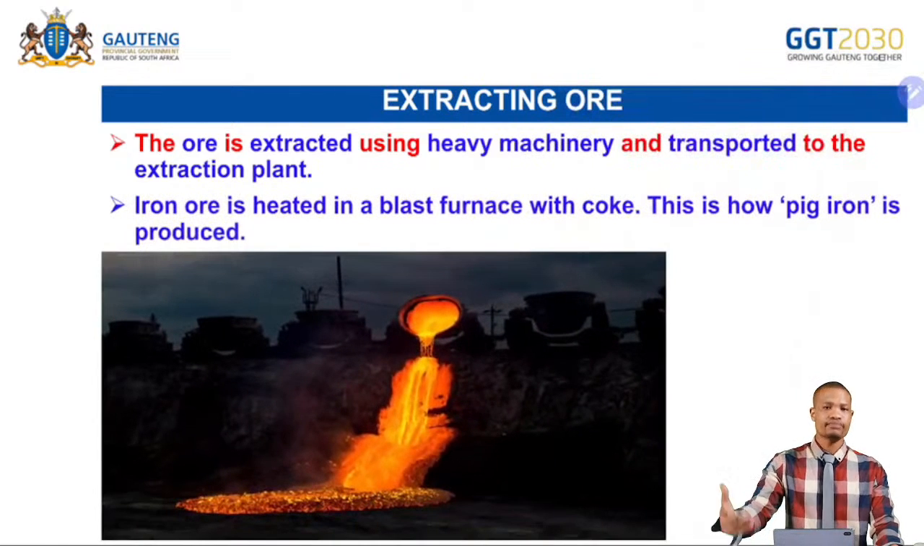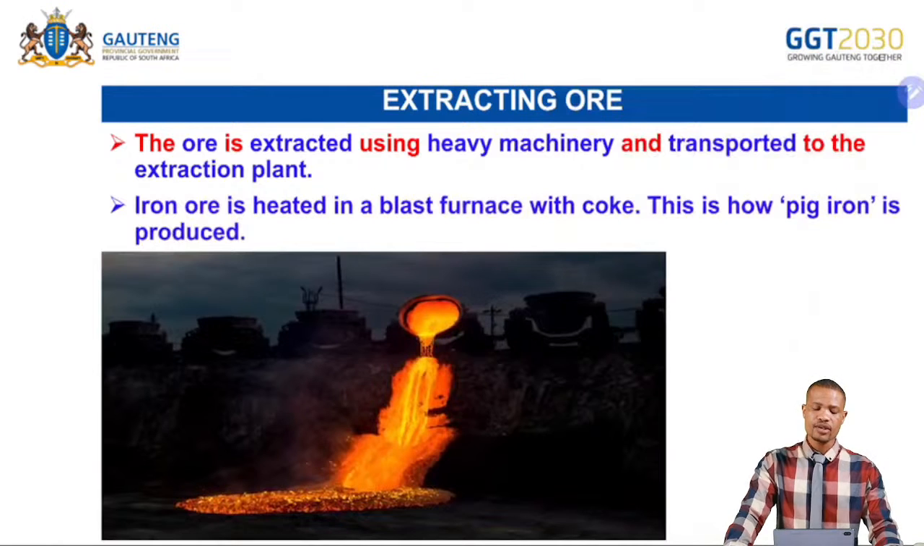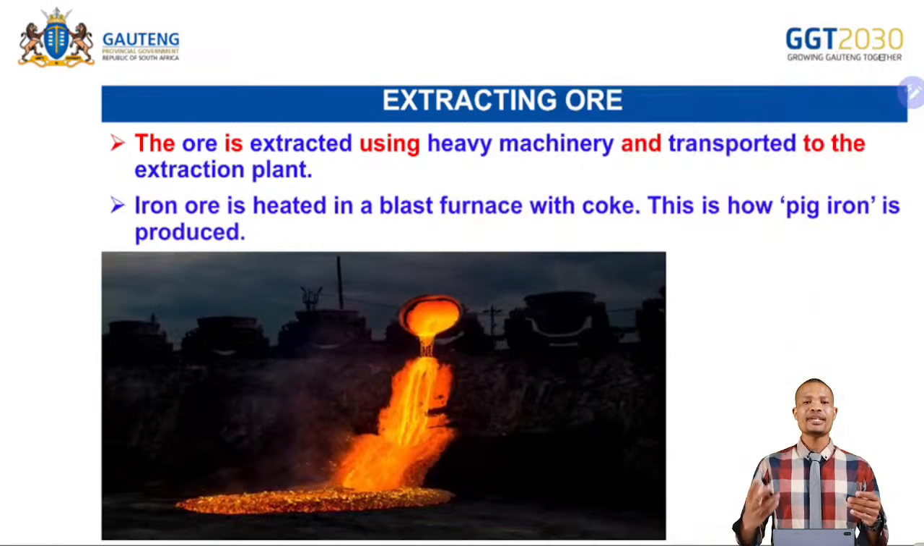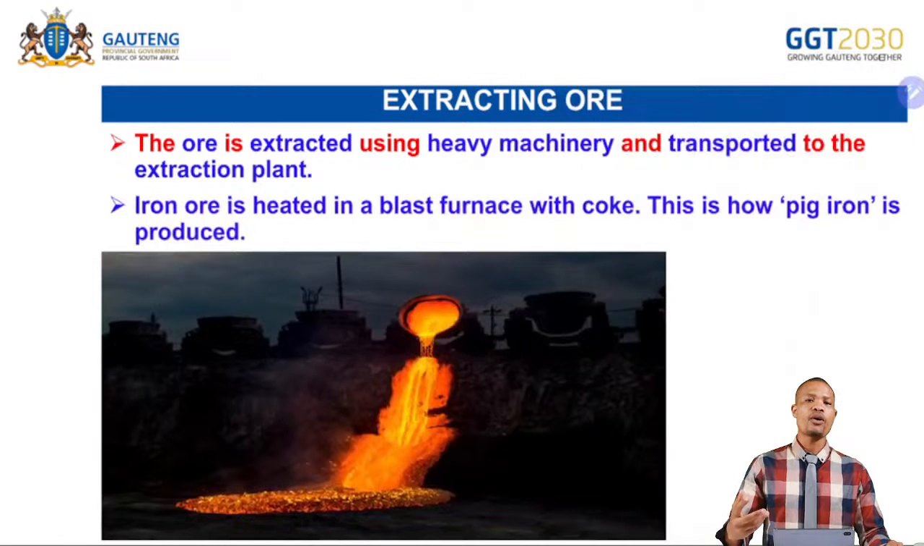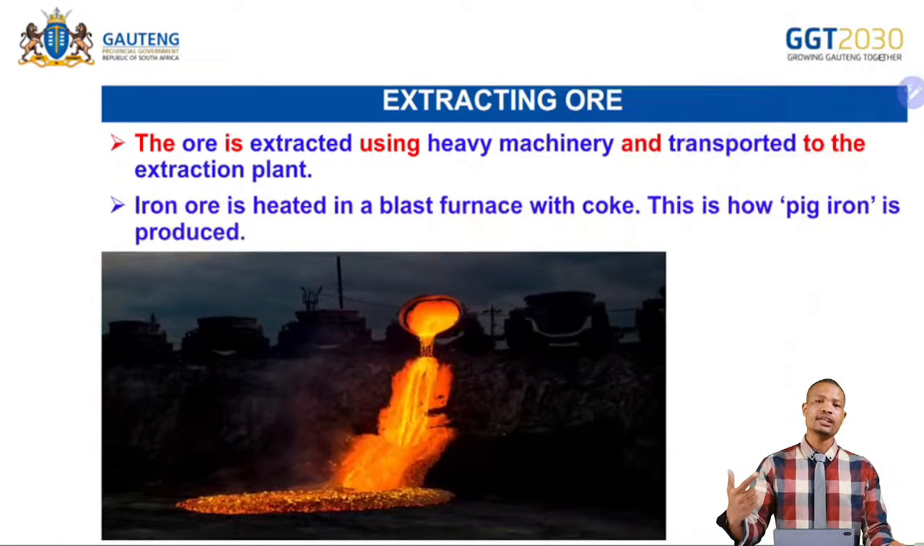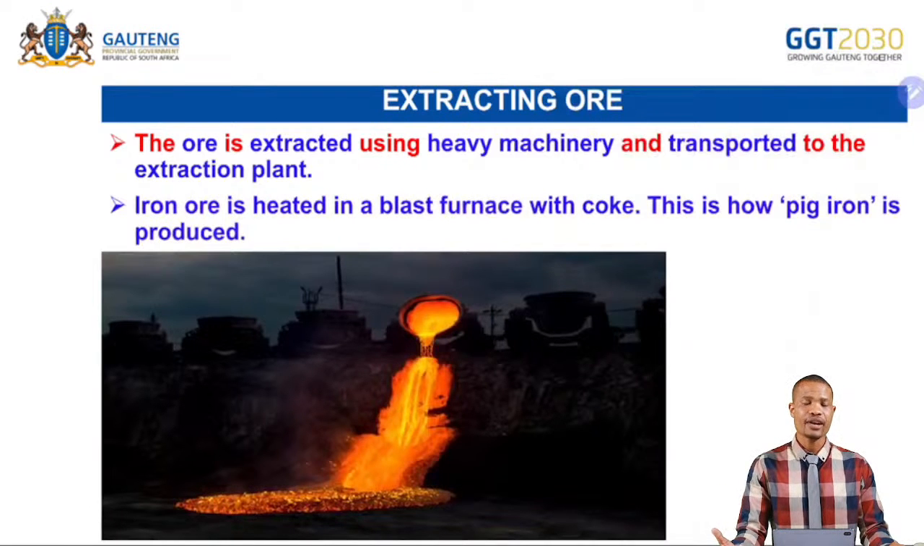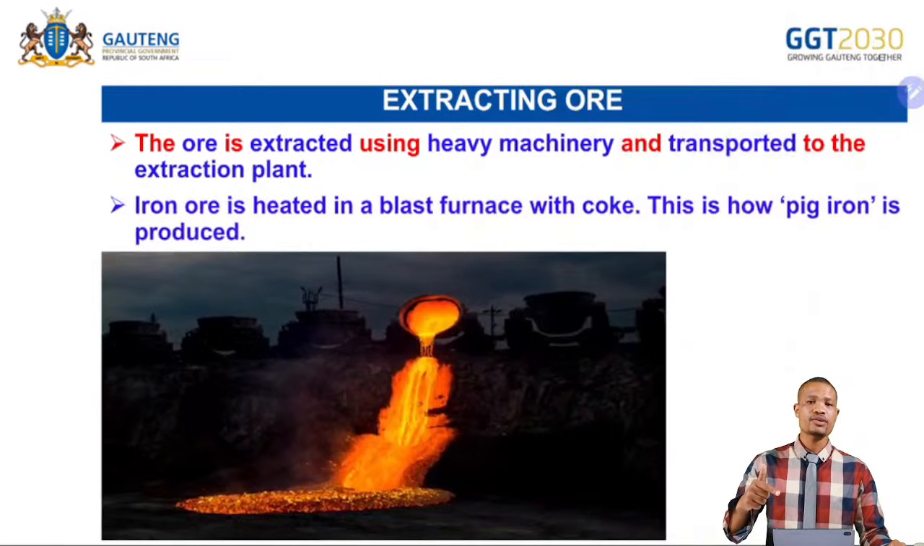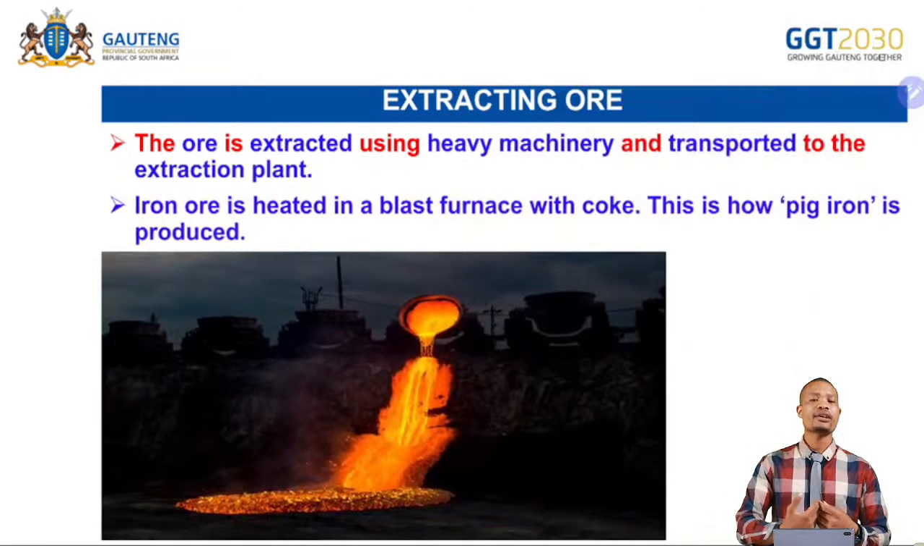Iron ore, for example, is heated in a blast furnace with coke. This is how pig iron is produced. So we put iron ore into a blast furnace, which is at a high temperature. We heat up this ore so that we can get the iron, and we add coke to that so that we get iron, which is called pig iron.